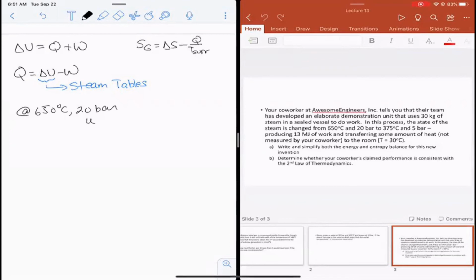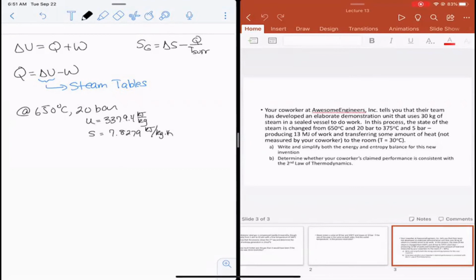And we know that at that condition, the internal energy is 3379.4 kilojoules per kilogram. And we know that the entropy is equal to 7.8279 kilojoules per kilogram Kelvin.